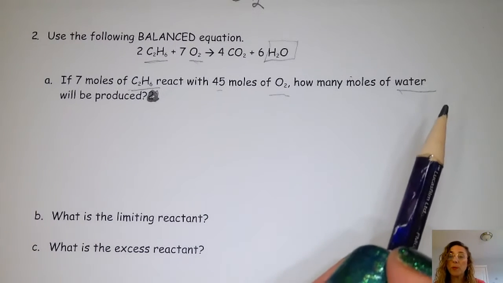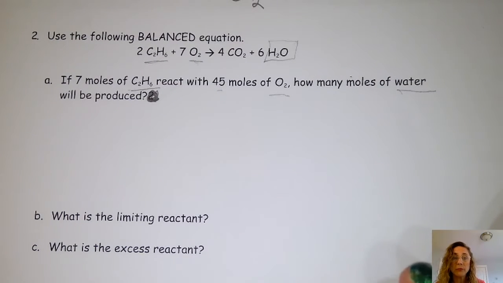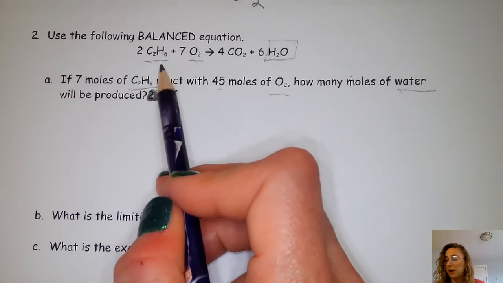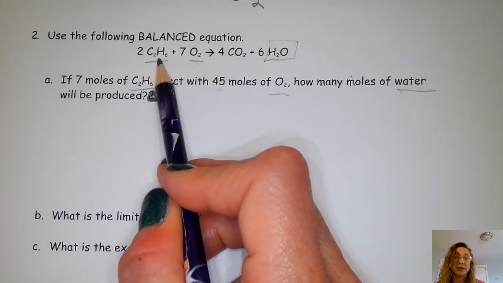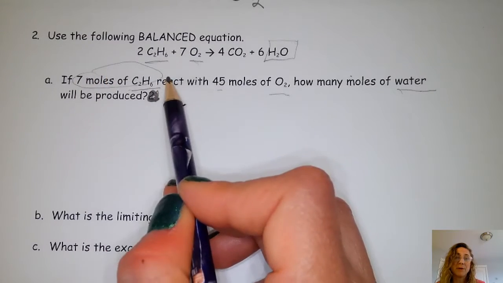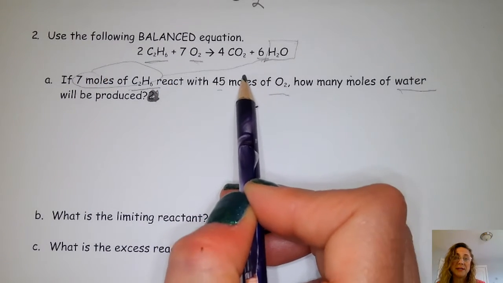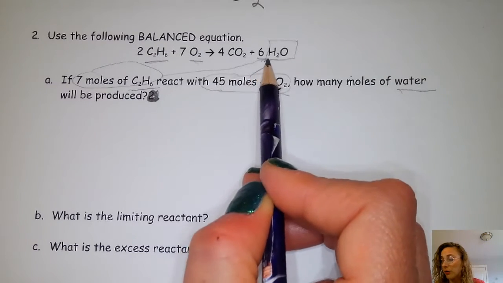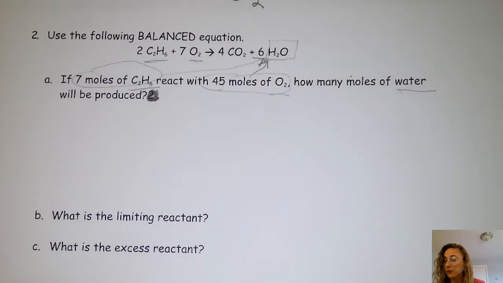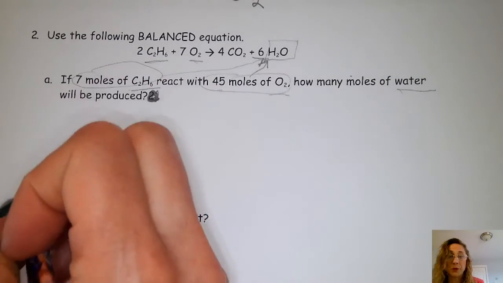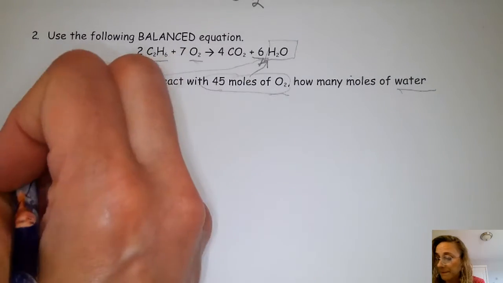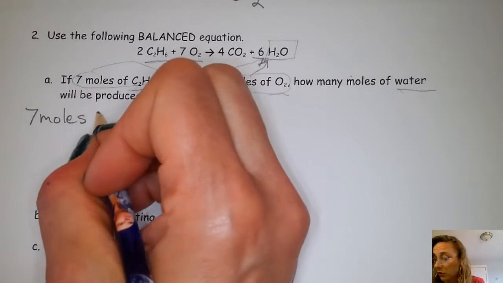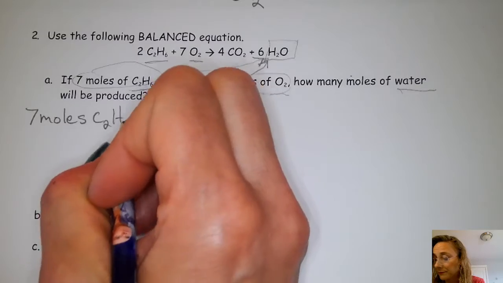Okay, so there's a couple ways to do this. Since they're asking for moles of water, though, really we want to take the moles of C2H6 that we have and convert it to moles of water. And then take your moles of oxygen and convert it to moles of water, okay? So let's try that. We need to do 2 conversions this time, okay? So leave enough space. 7 moles of the C2H6 are reacting.